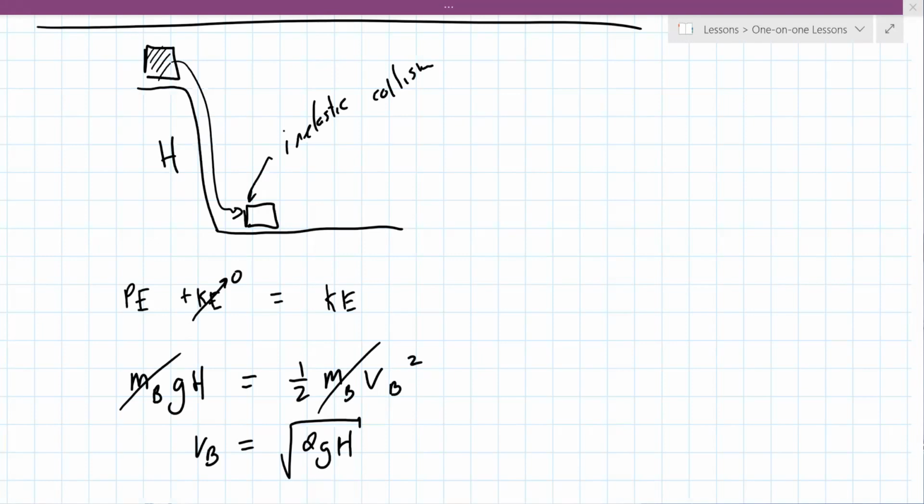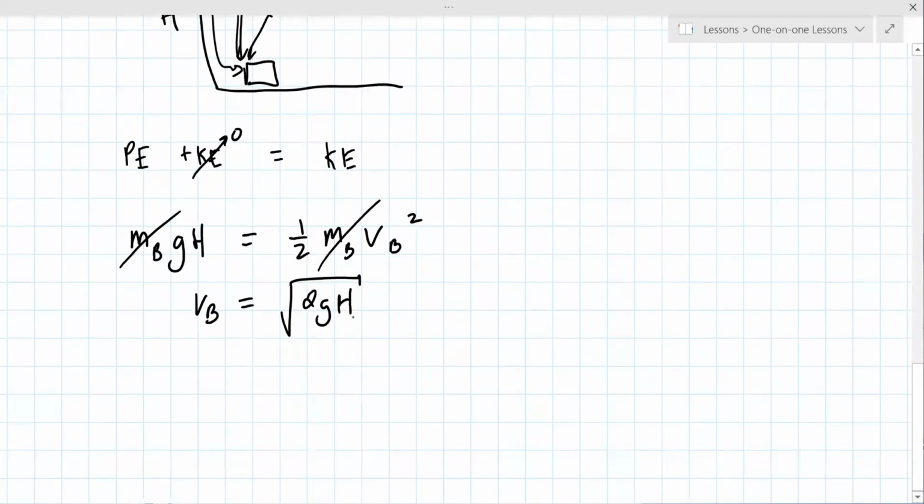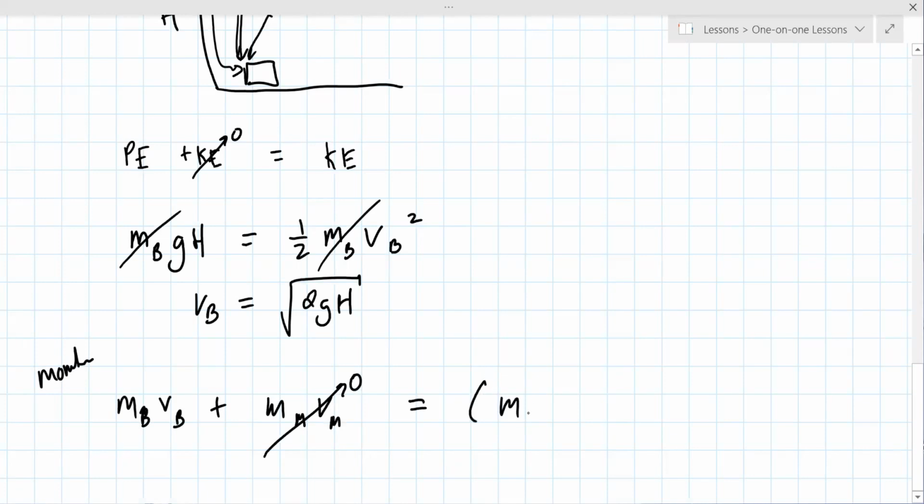So that's the instant before it collides with this. The instant before it collides with that, it's going that fast. So right before it collides, there's the mass of the block times the velocity of the block. This is the momentum equation. Plus the mass of the magnet times the velocity of the magnet, but it's not moving, so it's 0. They stick together. So that means the mass of the block plus the mass of the magnet are together, and then they've got a final velocity V, we'll call it.